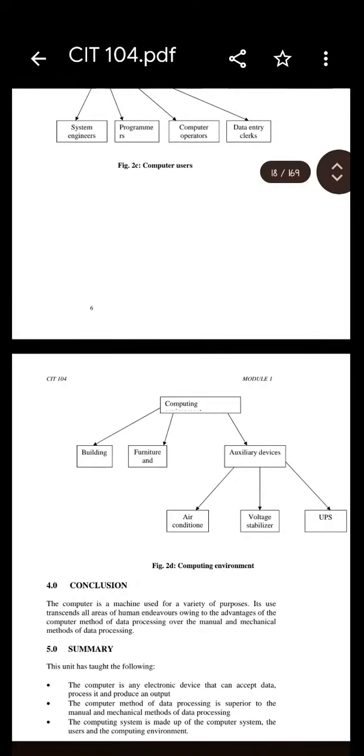What are auxiliary devices, first, before we mention the examples? Please let's see the comment section. What are auxiliary devices? Let someone help us out. What are auxiliary devices in the computer system, please? Please let the comment section get busy. What are auxiliary devices?